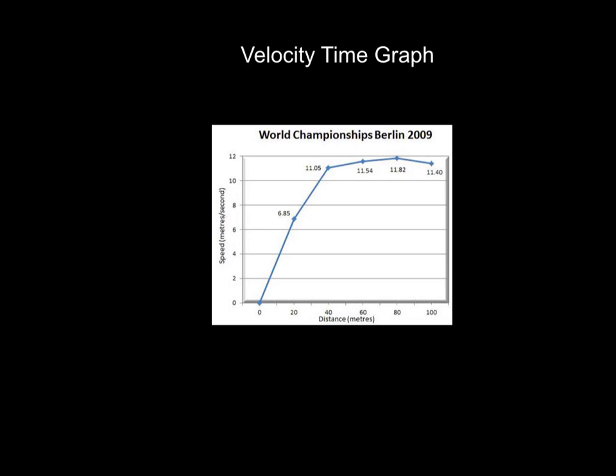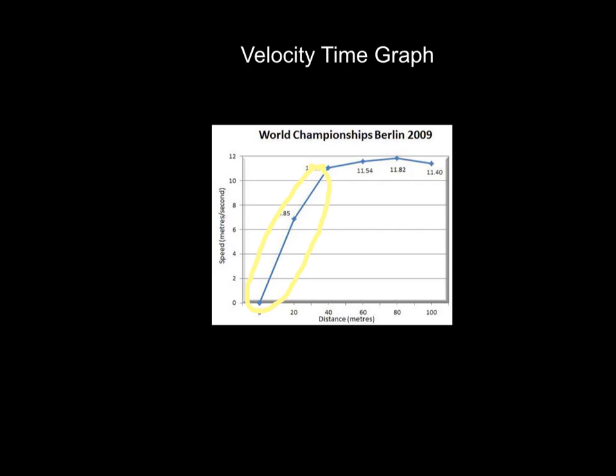This should technically say velocity, but what you've got there is it's showing you where he is fast and where he is slow. As you can see, these are his velocity readings. So 6.85, that means at this point here he was doing 6.85 metres per second. At this point here he was doing 11.05 metres per second, 11.54 metres per second, 11.82 metres per second, 11.4 metres per second. That fits in with the pin diagrams that we've just done, and hopefully we shall see why now. What is this area of the graph showing here?